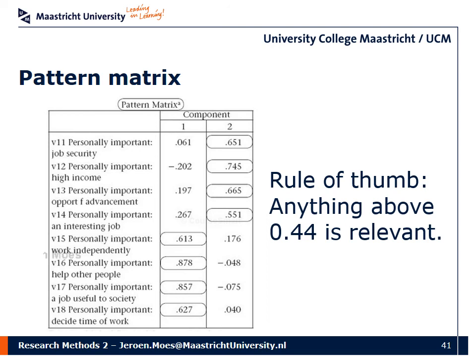And of course, as you can see finally for this slide, the ones that don't load over 0.44, it's not like they don't matter at all. So for example, an interesting job is mostly part of component 2, but it still has a 0.267 that it scores for component 1. So people who scored high on component 1 in general, still quite a few of them would say an interesting job is important for me, which kind of makes sense with what it is.